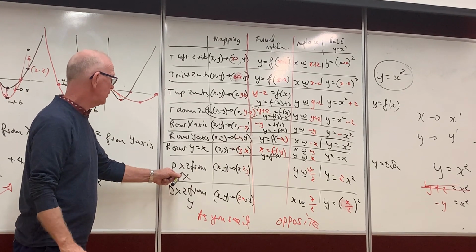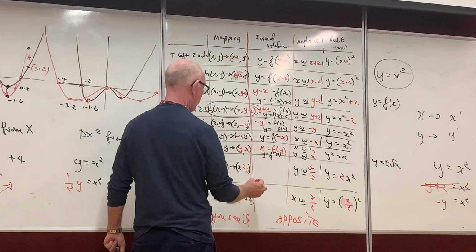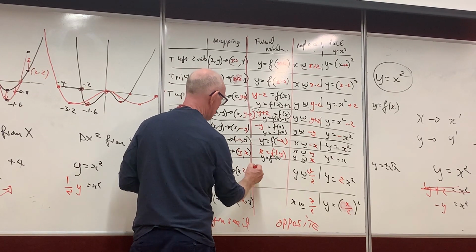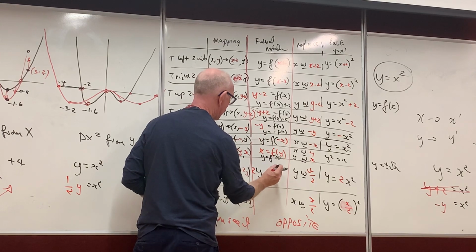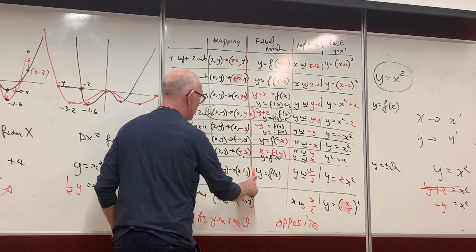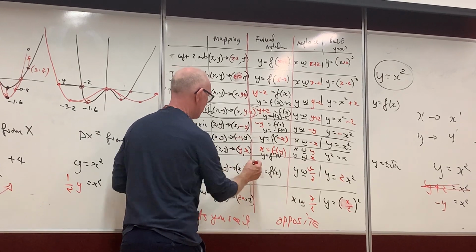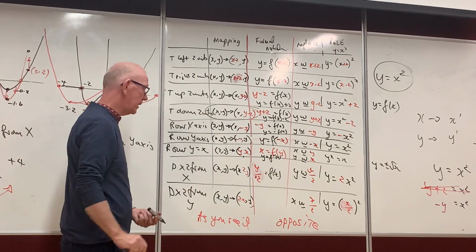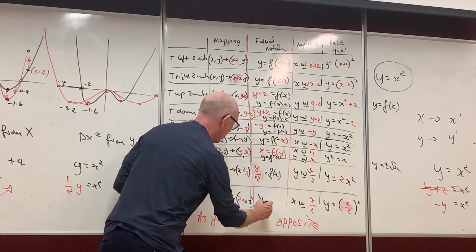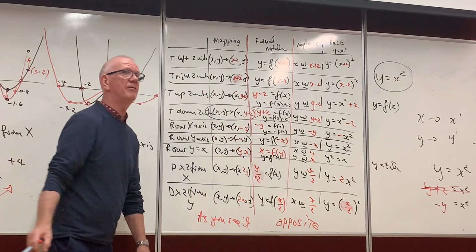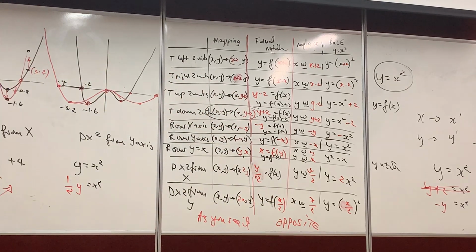Dilate by a factor of 2 from the x-axis. Then I'm going to have 2y equals f of x. Is that correct? No. The opposite, y on 2. And therefore you'll get a 2 sitting over there. And lastly, y equals f of x on 2. We have the opposite happening.